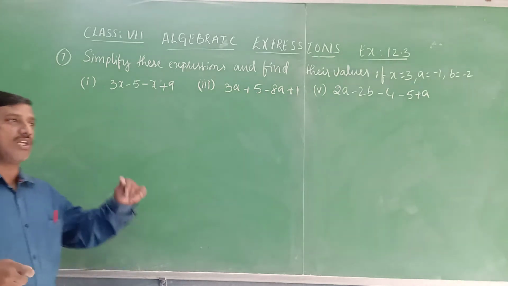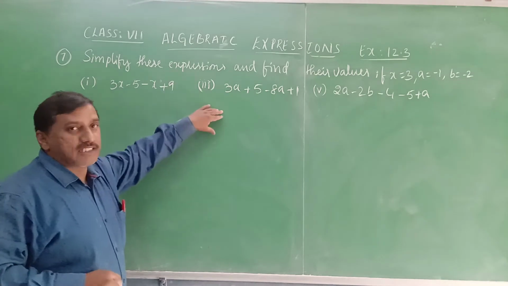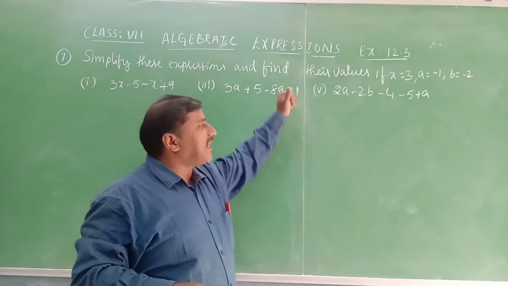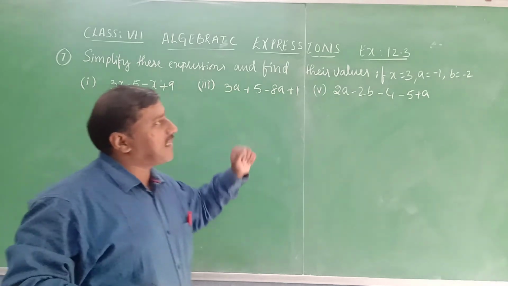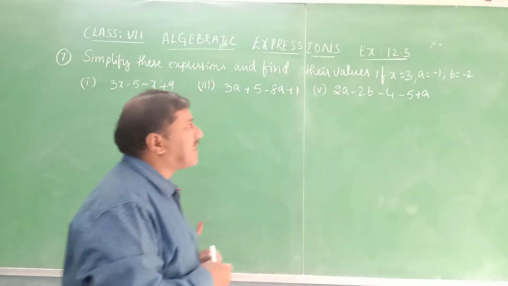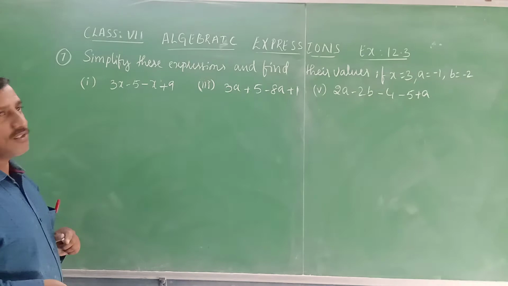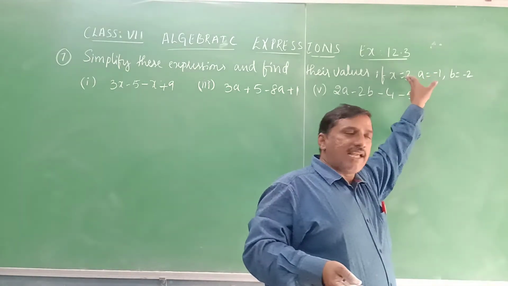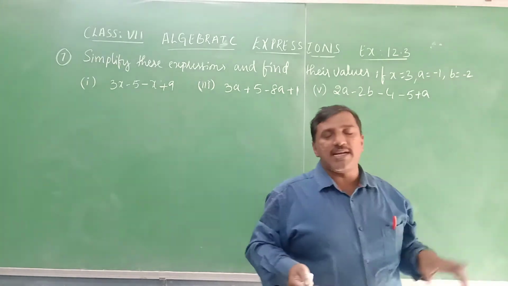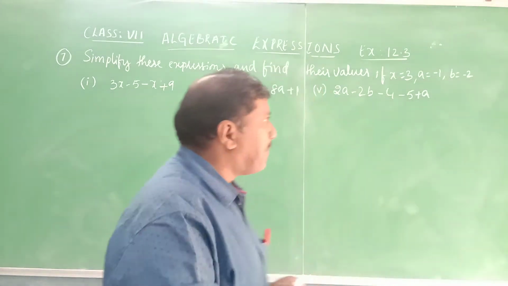Now the seventh question: simplify these expressions and find their values if x is equal to 3, a is equal to minus 1, and b is equal to minus 2. So what are the variables? Here we have x whose value is 3, a whose value is minus 1, and b whose value is minus 2.